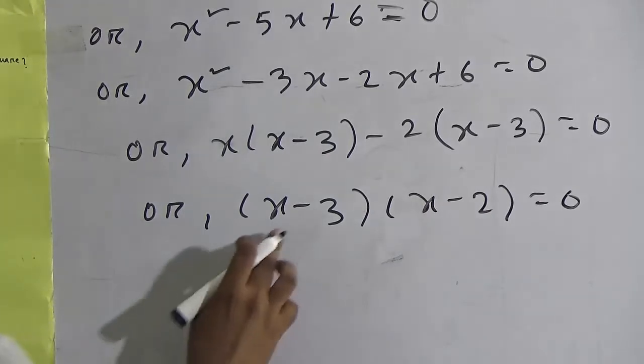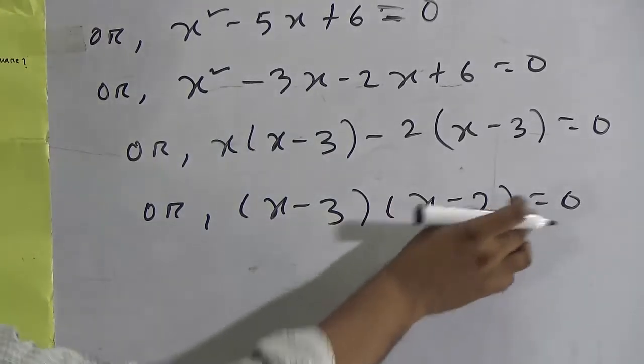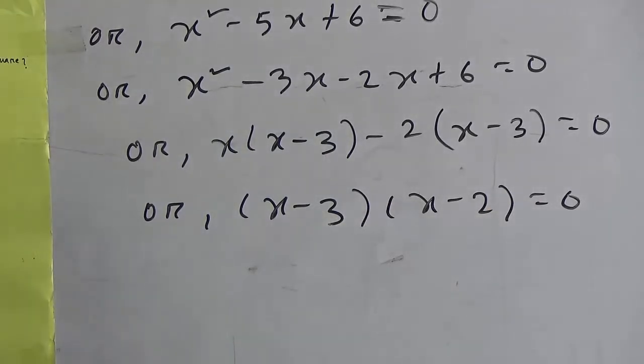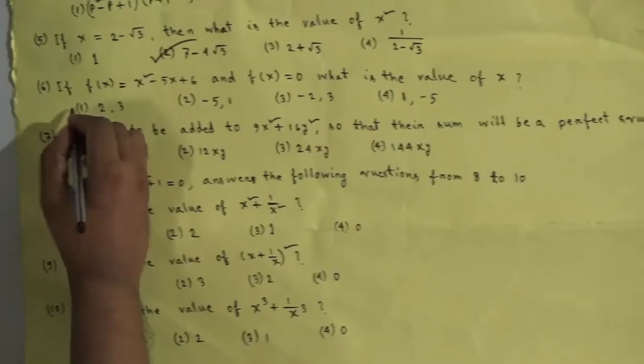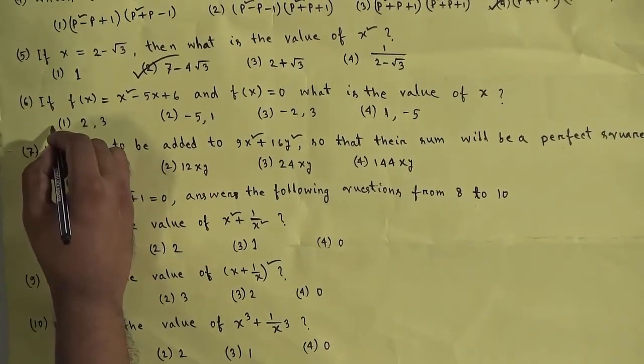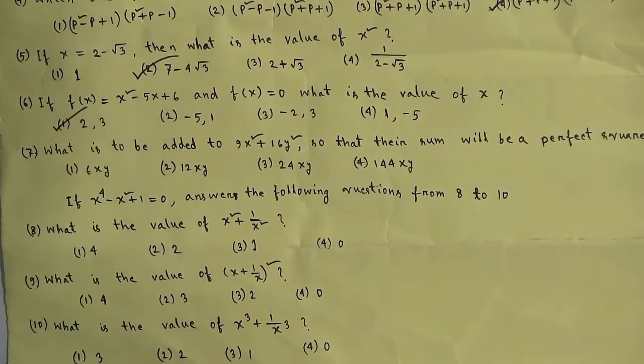Okay. That means the value of x will be 3 and another value of x will be 2. So the value of x is 3 and 2. In option 1, 2 and 3 exist. So the correct option of question 6 will be option 1, 2, 3.